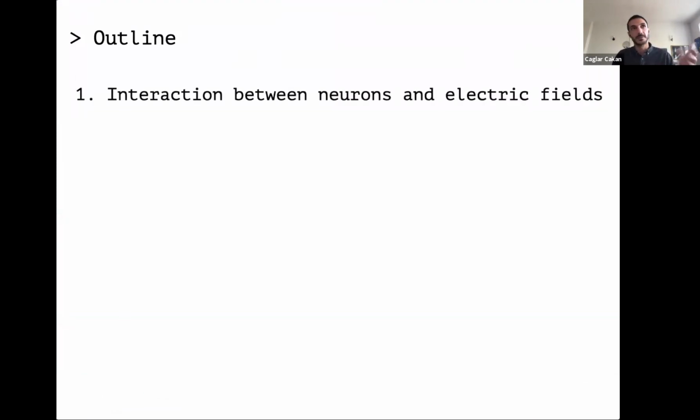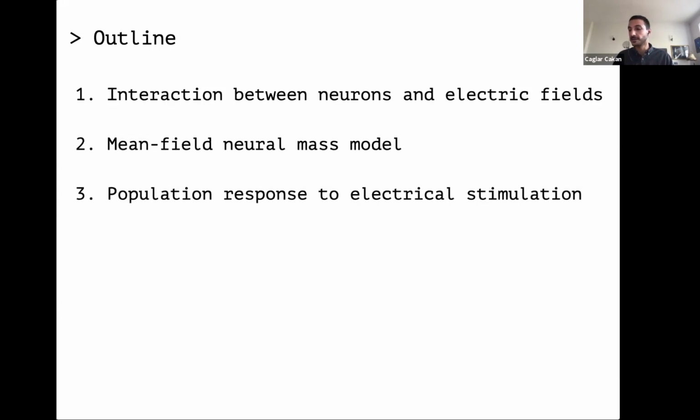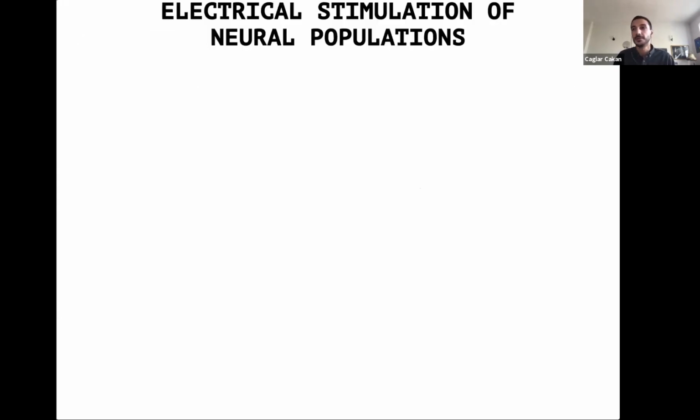First, I'll talk about the interaction between neurons and electrical fields, how they interact in the first place. Then we'll present shortly a mean field neural mass model that can capture effects that we're interested in. And at the end of the day, I will show you how electrical stimulation affects a population model that I've just shown you. So let's go for first a little bit of motivation.